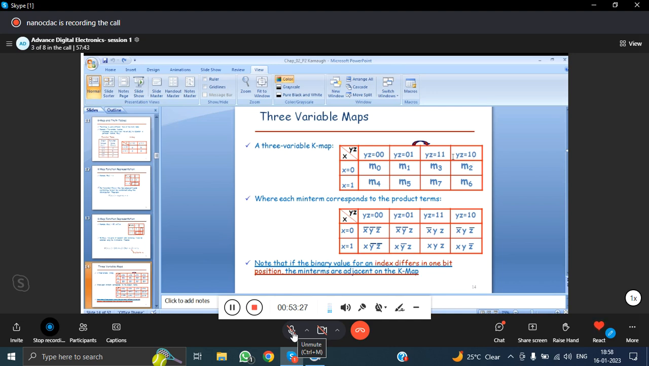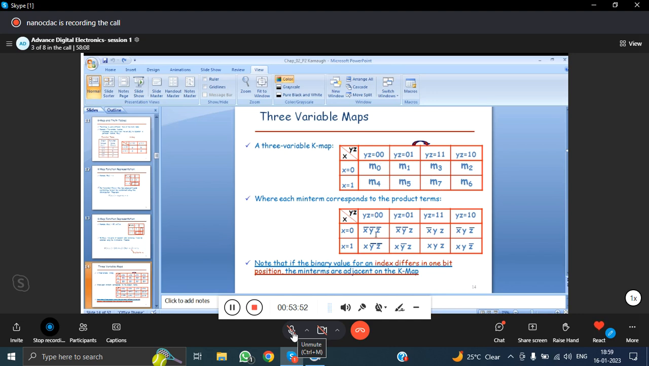Okay, 0 1 2 3, and look at the values. If you see the product terms, m0 m1 m2 and m3, and here m4 m5 m6 and m7. There is a small change here. You should observe where each min term corresponds to the product terms.